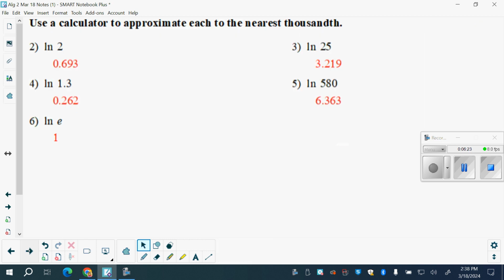We're going to talk about number 6, but there are the answers to the others if you want to check. Number 6 is a little bit harder to figure out how to do.